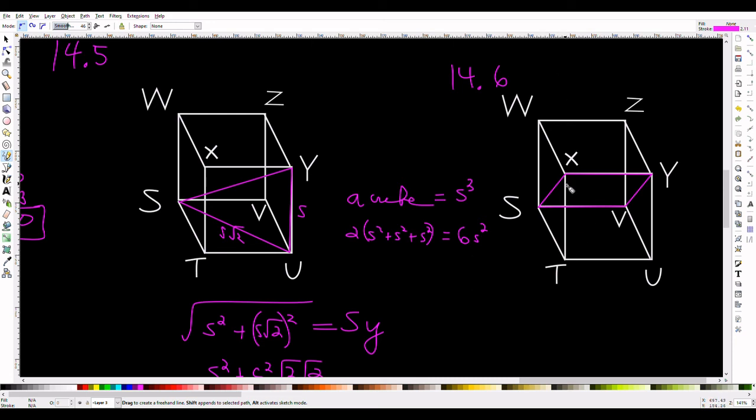So we know that SX is s square root of 2, and VY is s square root of 2, and XY is s, and SV is s. Do we know the angles of any of these? Yes, we know that SXY is still a right angle.